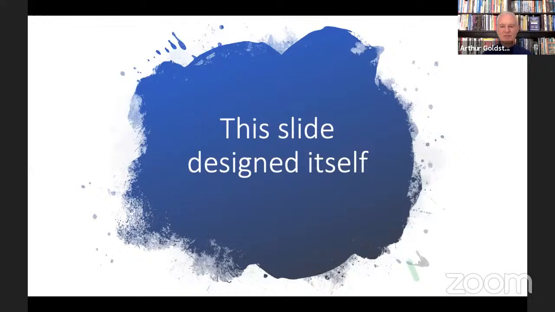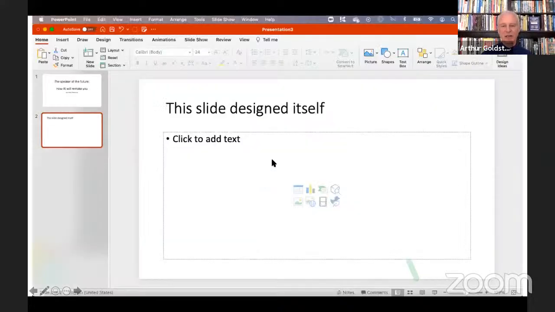To start with, this slide designed itself, not too bad looking. Personally, I don't have much of a design sense, so it's wonderful if the technology does it for me. So I'm going to show you how that happened.